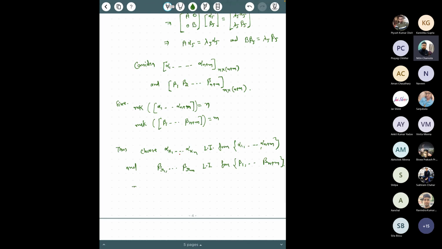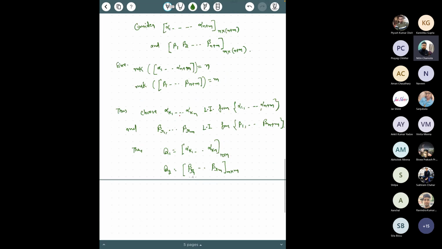Then if I set q1 as alpha k1 up to alpha kn, this is n cross n, and let's say q2 as beta r1 to beta rm, then this is m cross m. Since columns of q1 are linearly independent eigenvectors of A and columns of q2 are linearly independent eigenvectors of B, this implies that q1 inverse A q1 is diagonal and q2 inverse B q2 is diagonal, both diagonal, and therefore you can say that A and B are diagonalizable.